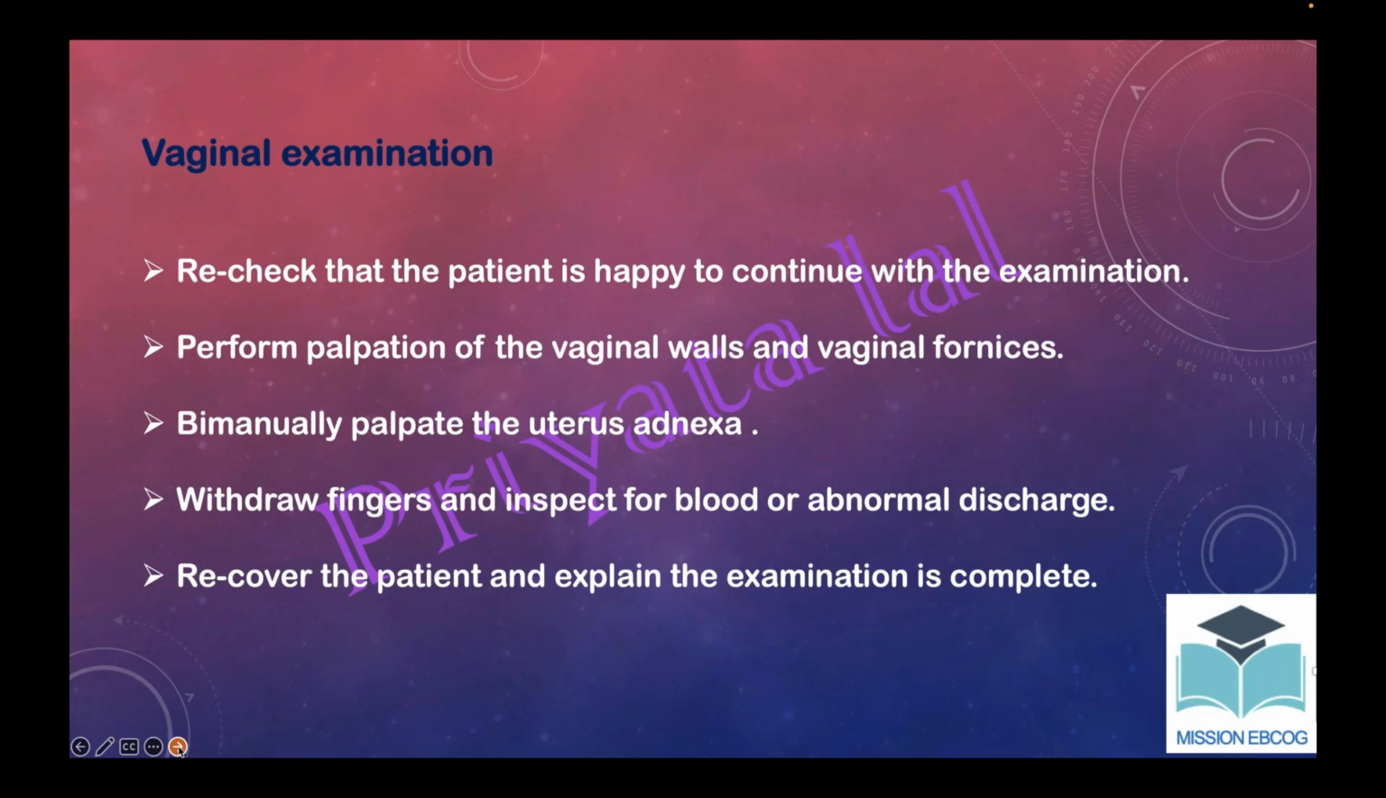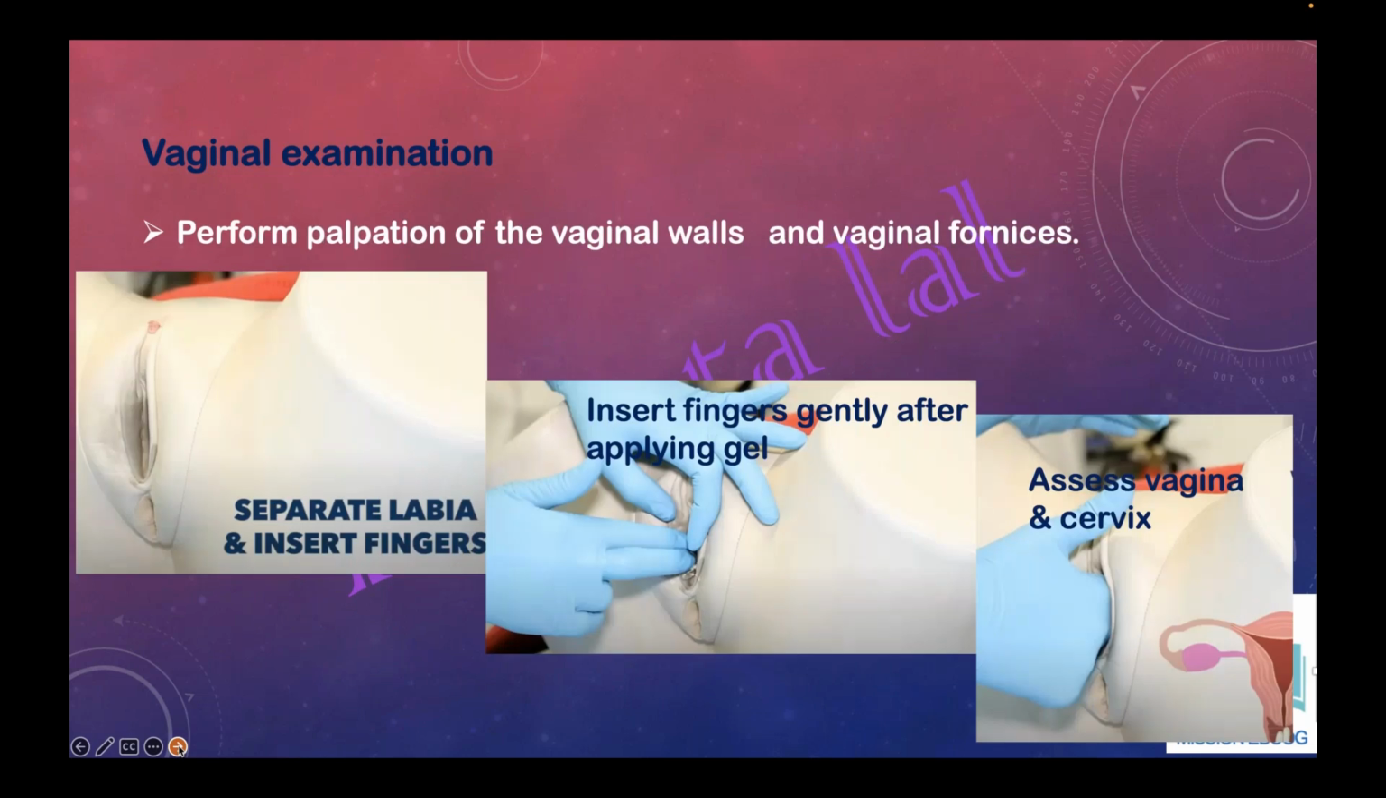First of all, in vaginal examination, after you have consented the patient, the chaperone is offered, and she has given consent, you sanitize yourself and wear gloves. You separate the labia and, with lubricating gel, gently put two fingers inside. When you go in, assess the vagina for any masses or lumps. Then assess the cervix for any growth or its texture. So this will be the first part of palpation.